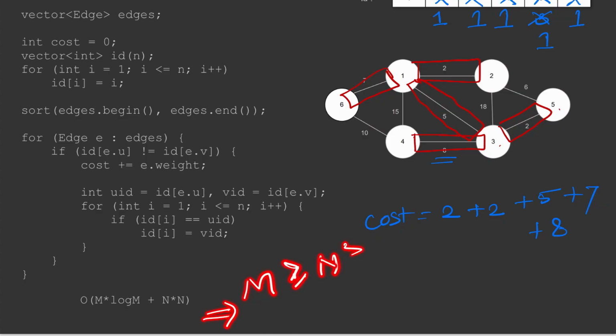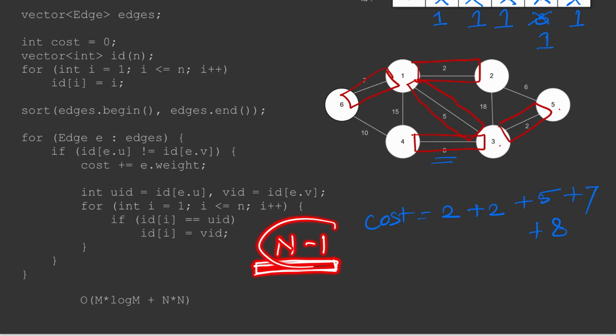So it's better to write m into n. Then why are we writing n into n? Because we are creating a tree, right? There could be maximum n-1 edges that we are actually going to process. So once those n-1 edges have been selected, then we can stop the algorithm.